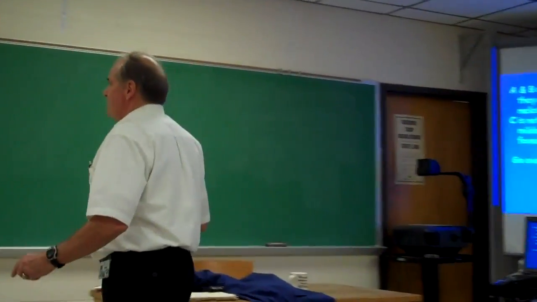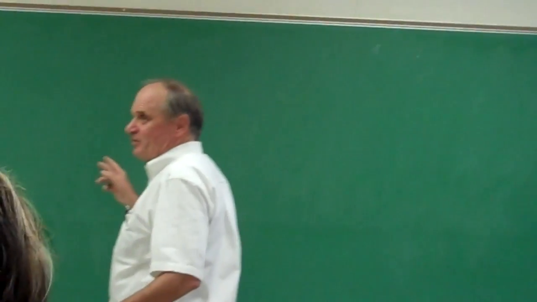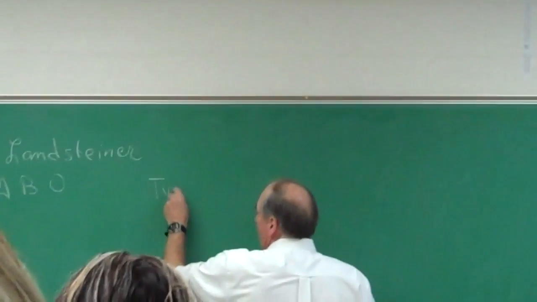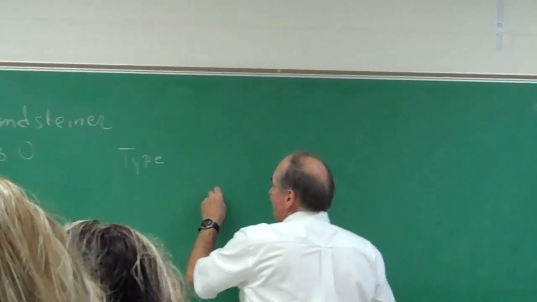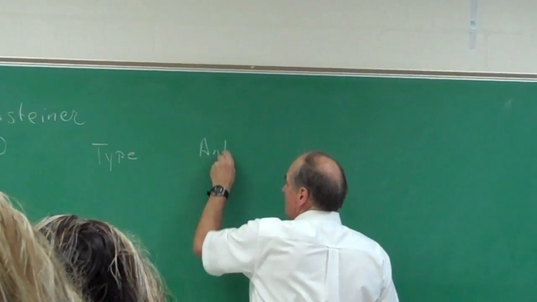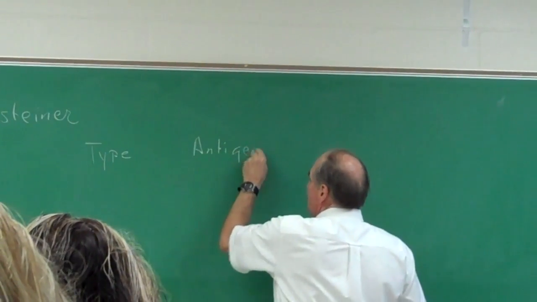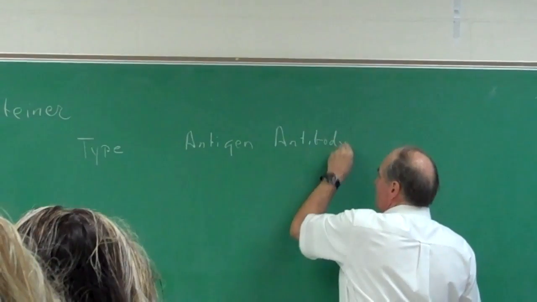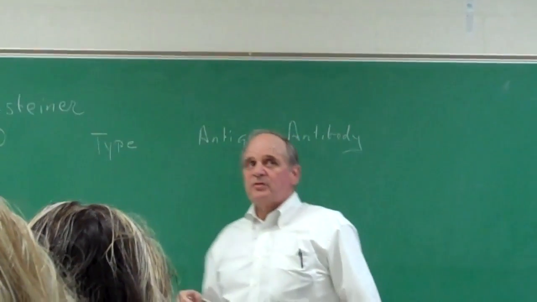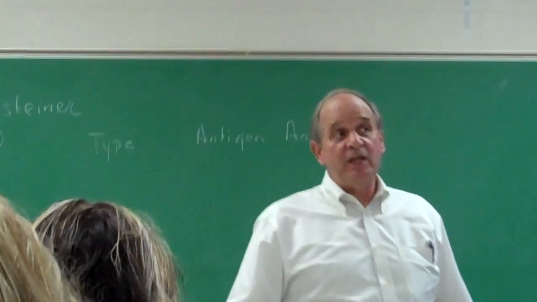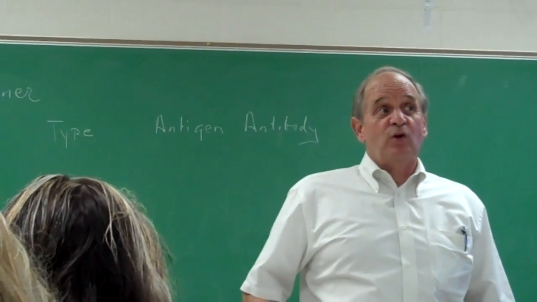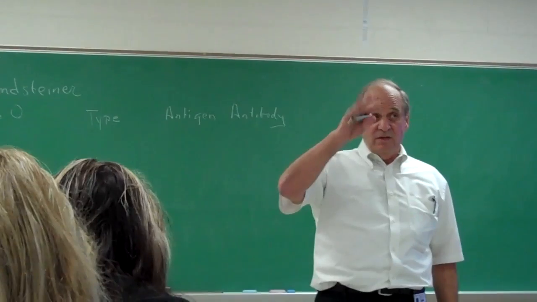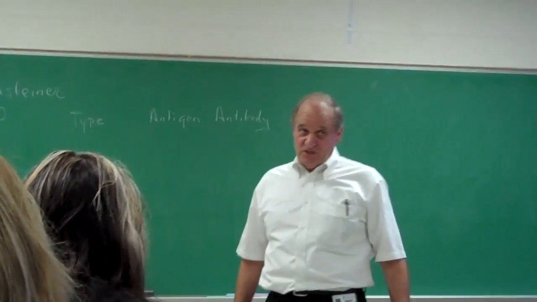All right, let me show you how the blood types work. First of all, we'll do the blood types first. I am type A. Let's put the types here, and let's put the antigen and antibody. Another term for that is agglutinin and agglutinogen. An agglutinogen is an antigen and an agglutinin is an antibody, but you don't need to worry about those terms just yet.